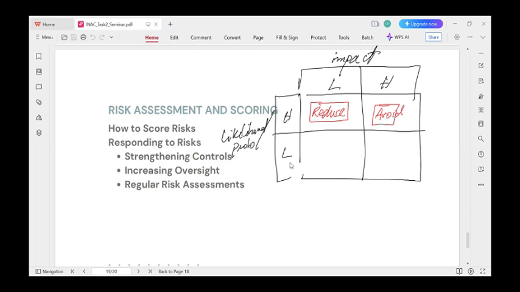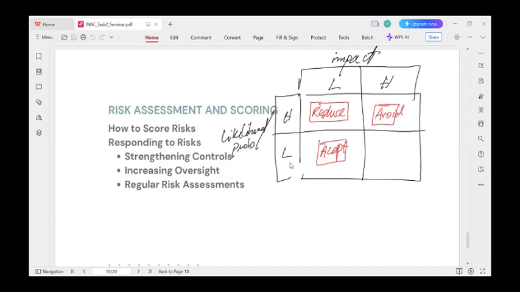Okay. If there is a risk which has low likelihood and low impact, that's the type of risk that you accept. You say, okay, a certain level of risk is associated with the business all the time, so we just accept it. There is no problem with that.